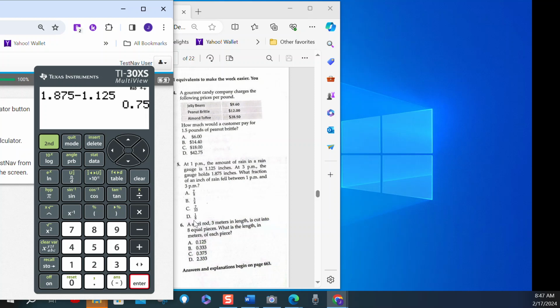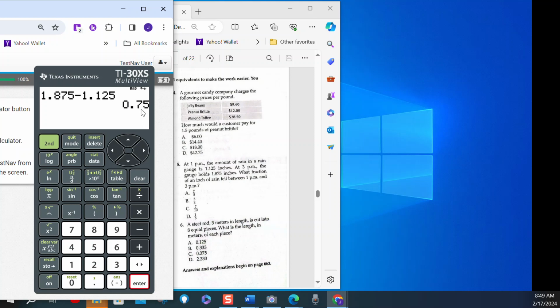And if you notice here, we don't have that decimal, but they want us to write it as a fraction. So what's nice about this is with your calculator, you could quickly figure out what 0.75 is as a fraction. Let's see, we couldn't press the n over d because that would just give us a fraction we have to set up. Let me clear this out and redo the problem. 1.875 minus 1.125. And press enter. Okay, so we have this.